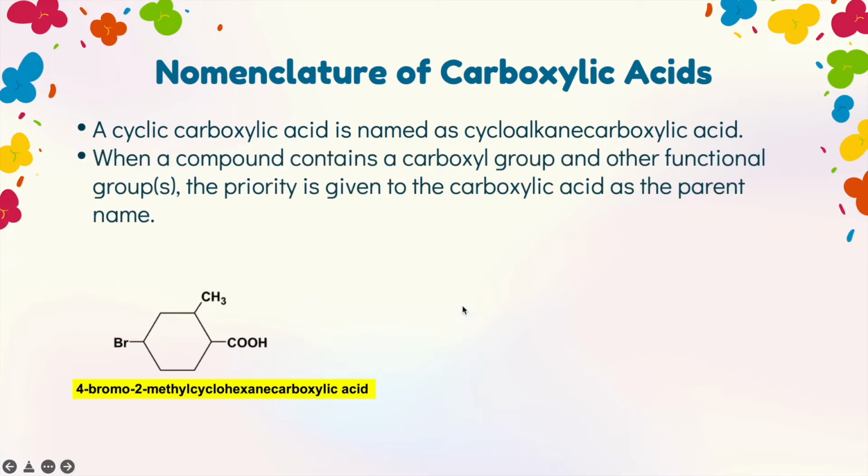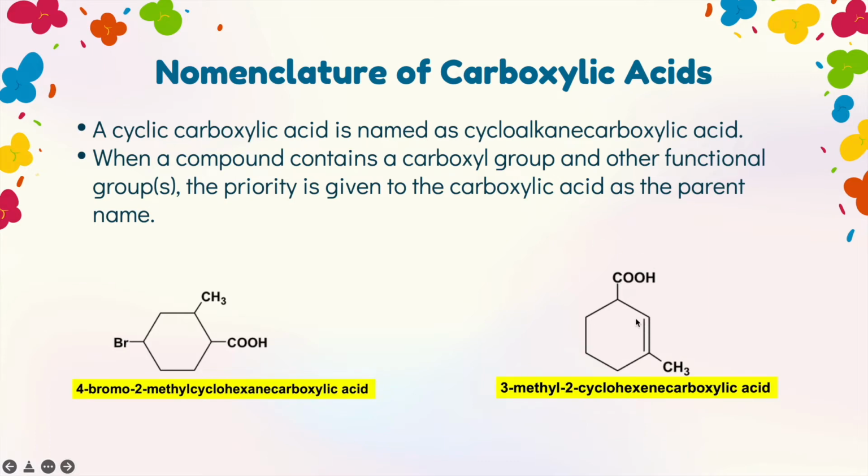When a compound contains a carboxyl group and other functional groups, priority is given to the carboxylic acid as the parent name. So here we have an alkene and a carboxylic acid. Refer to the priority table. The carboxylic acid has higher priority than the alkene, so the carboxylic acid becomes the parent. So the name of this compound is 3-methyl-2-cyclohexene, double bond hexene, 2 means the double bond is at carbon 2, 3-methyl, substituent methyl at carbon 3, carboxylic acid.